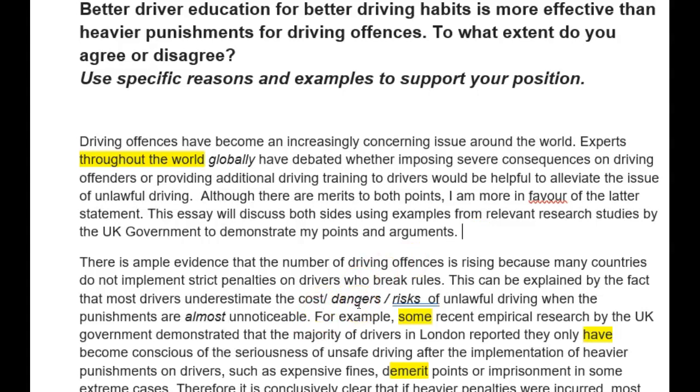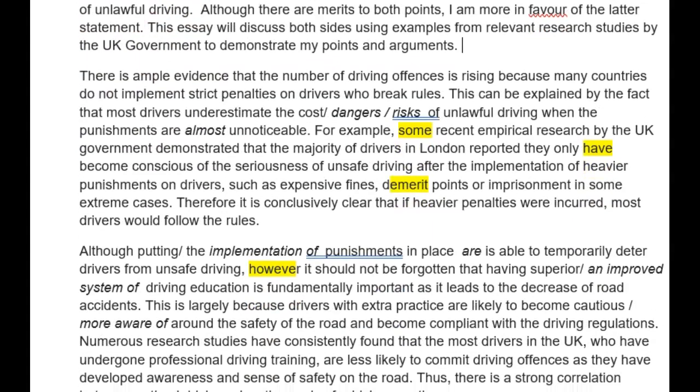So for example, I wouldn't go "some research", I'd just go in there with "research". So recent empirical research by the UK government demonstrated that the majority of drivers... Now, I don't know if we talked about this before, but personally, I think when you're using research examples, you should go into reported speech, because this is done, finished, and the research is saying what happened in the past. And also I think you get points for showing a complex sentence by using reported speech. So you're going to put this into the past perfect.